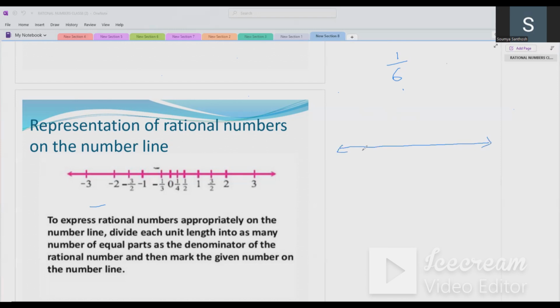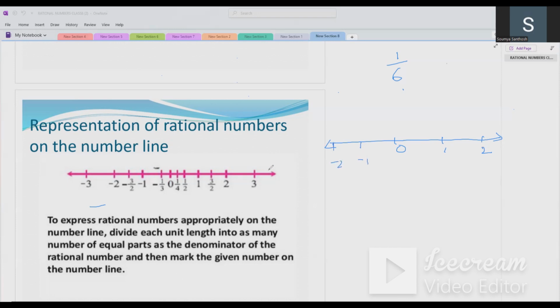So what you have to do? 1/6 means definitely it will come after 0. I will draw a little bit bigger one and I will mark the 0 in the middle, so you will be able to understand properly. So this is a number line, correct? 0. Here it will come 1, 2, etc. Here it will come -1, -2. This is a number line, right?